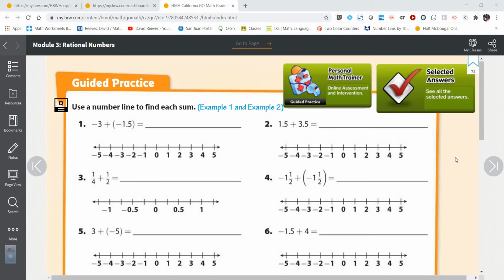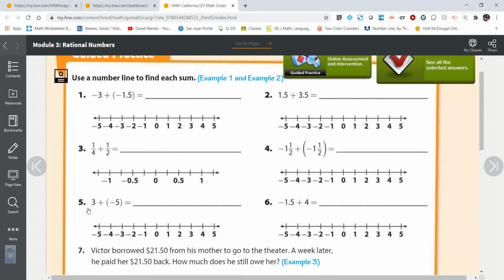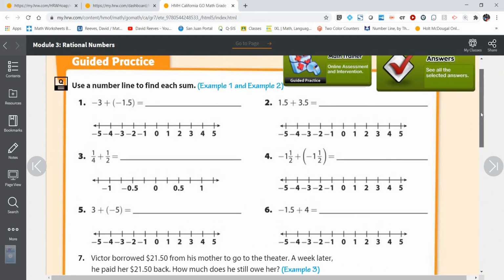Just a reminder, a rational number is any number that can be written as the fraction a over b, where a and b are integers and b is not equal to 0. There are three ways that we represent rational numbers: as decimals, like we see in problem number 1, problem number 2, and problem number 6; as fractions, like we see here in problem number 3; and as mixed numbers, as we see here in problem number 4. By the way, problem number 5 is an integer problem. Integers actually are rational numbers, but we usually refer to them as integers when they do not have any fraction or decimal parts.